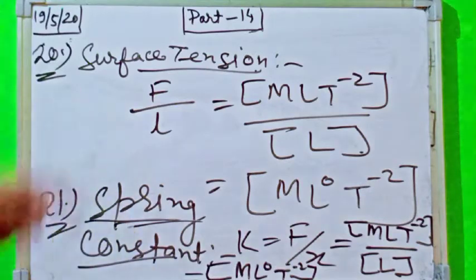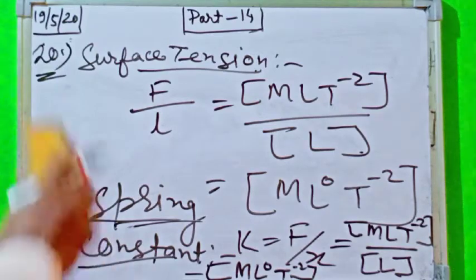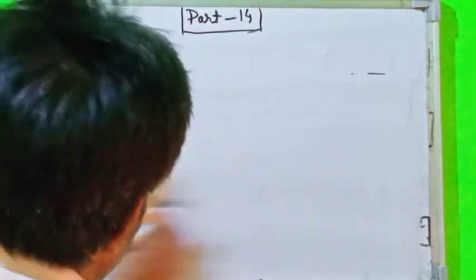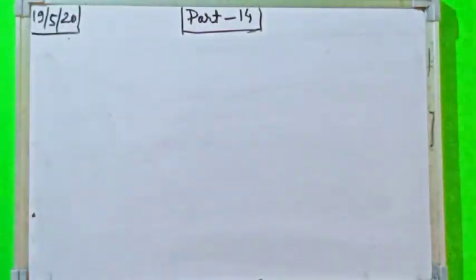Surface tension, spring constant, and a similar quantity, surface energy: all three have the same dimensional formula. So look at surface energy.